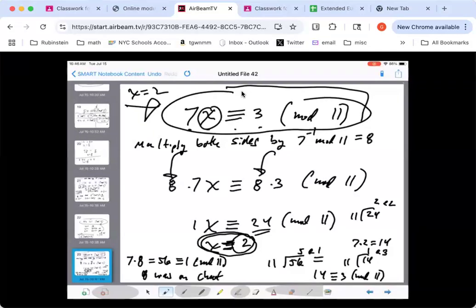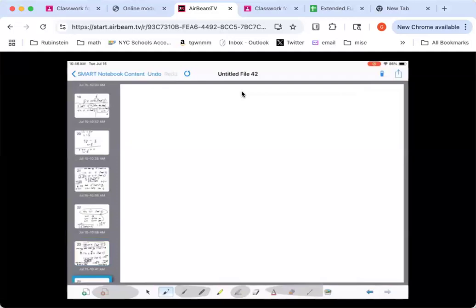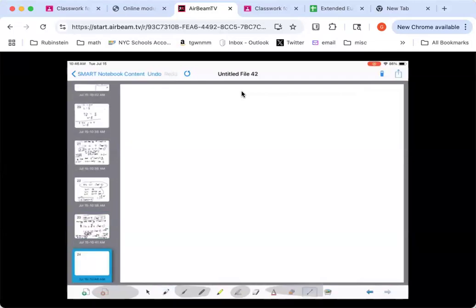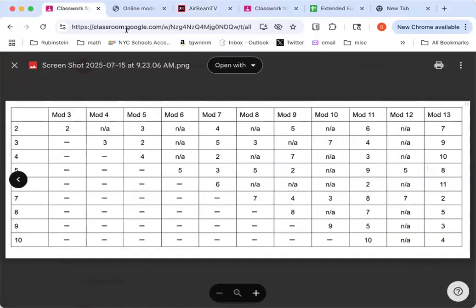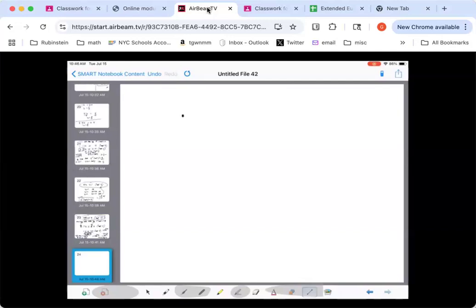Why don't I give you guys one to do in groups just to nail this home? Let me make sure it's one that's on the chart. Okay, so as long as I have 9, I'll do 9 and 13. So here's for you to do: 9x is congruent to 6.